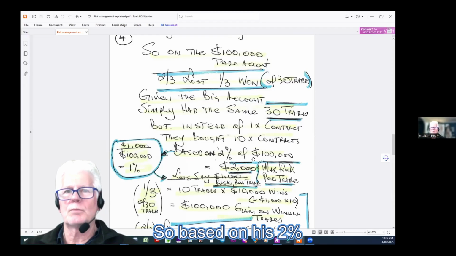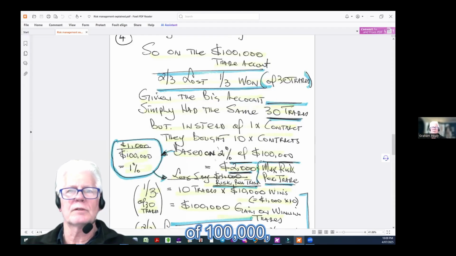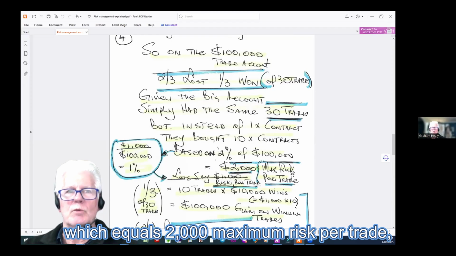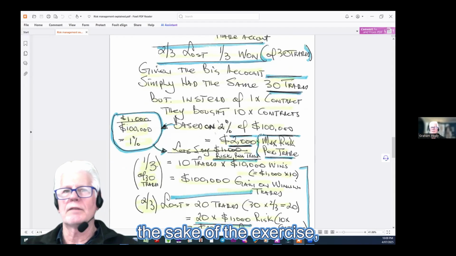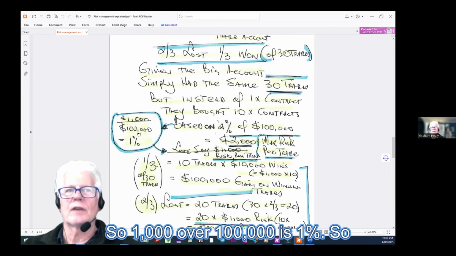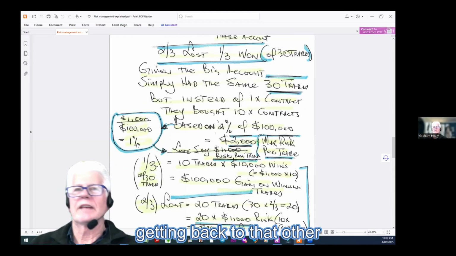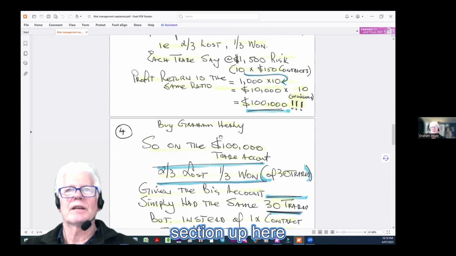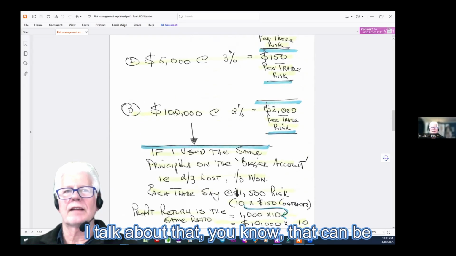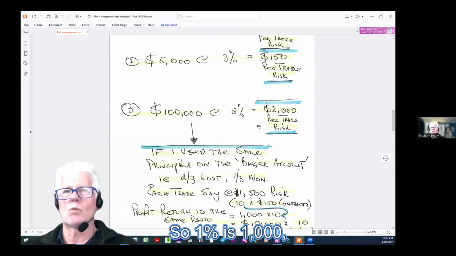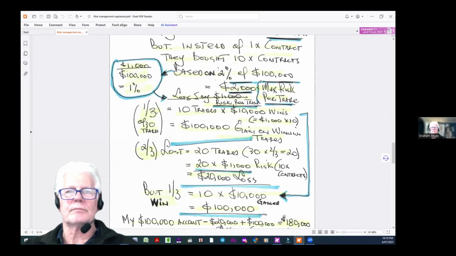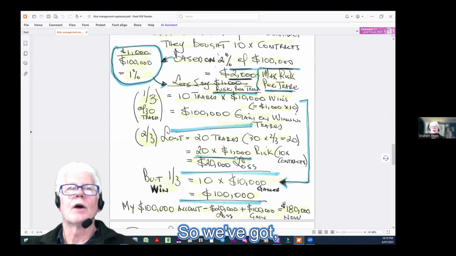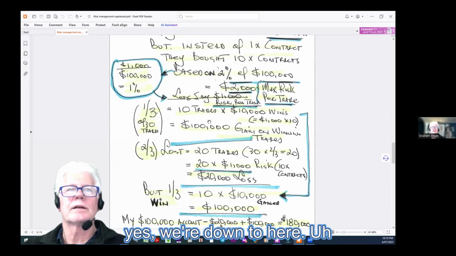So based on his 2% of 100,000, which equals 2,000 maximum risk per trade, but let's say he's only going to, for the sake of the exercise, use 1,000 per trade. So 1,000 over 100,000 is 1%. So getting back to that other section up here where I talk about that, that can be 2%, that can be 1%. So 1% is 1,000, 2% is 2,000, okay? So where are we? We're down to here.